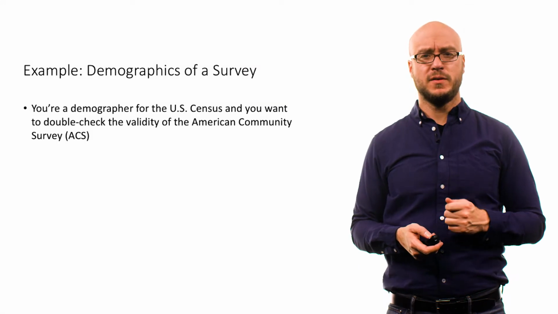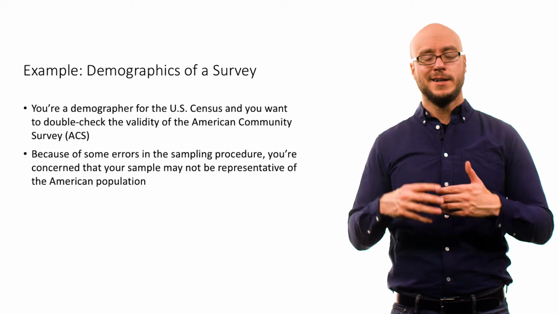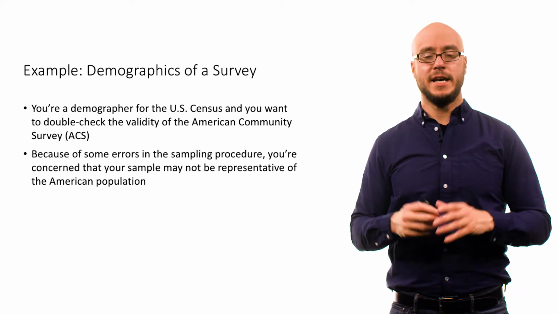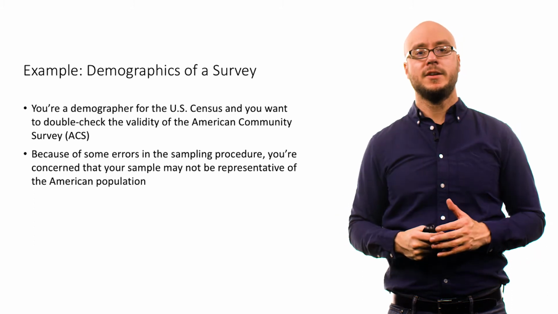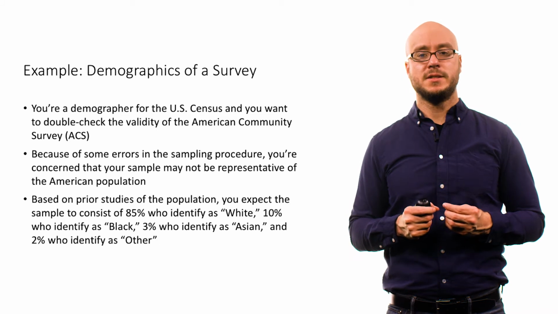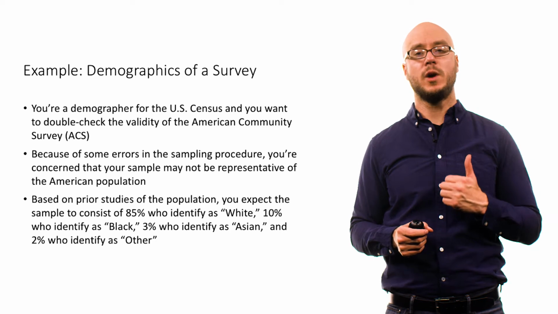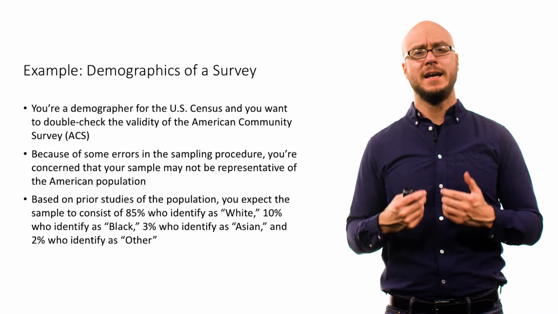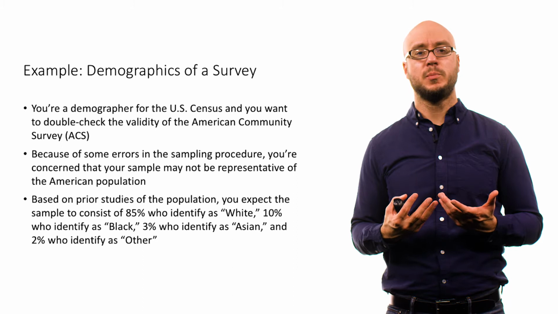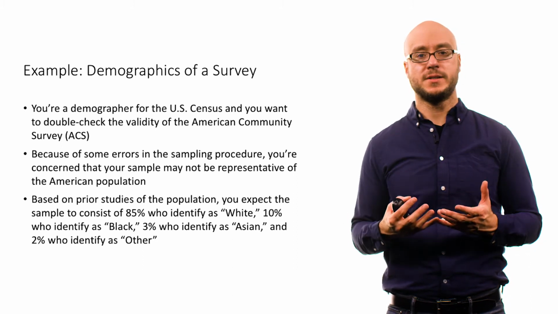So let's look at another example of using the chi-square one-way goodness of fit test. Suppose you're a demographer for the US Census and you want to double-check the validity of the American Community Survey. Suppose you think there might be some errors in your sample, and you're concerned that your sample might have some problems. Well, based on prior studies of the population, you expect the sample to consist of 85% who identify as white, 10% who identify as black, 3% who identify as Asian, and 2% who identify as others. So this is self-identified race or ethnicity.